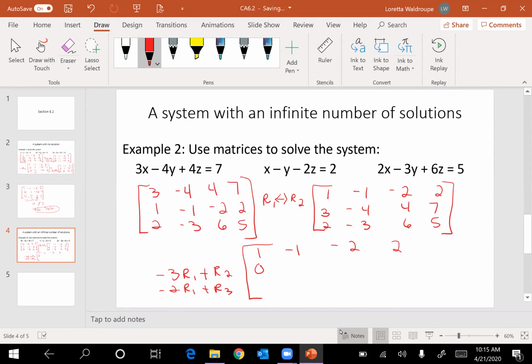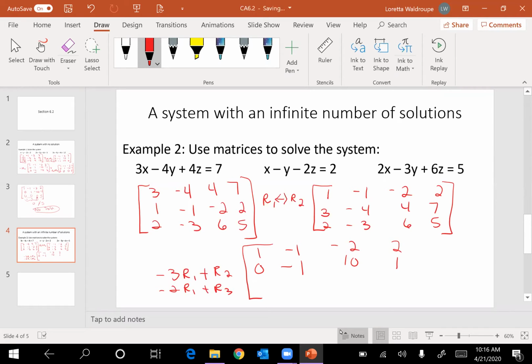-3 times -1 is 3, plus a -4 is -1. -3 times -2 is 6, plus 4 is 10. -3 times 2 is -6, plus 7 is 1.